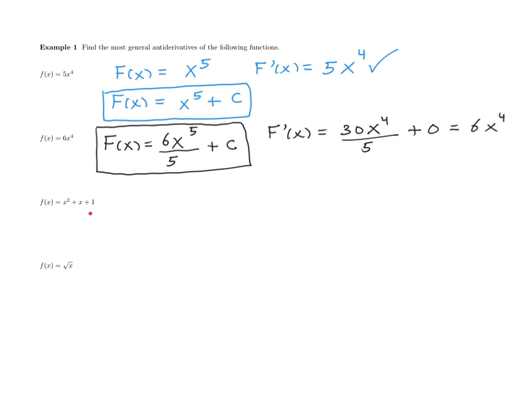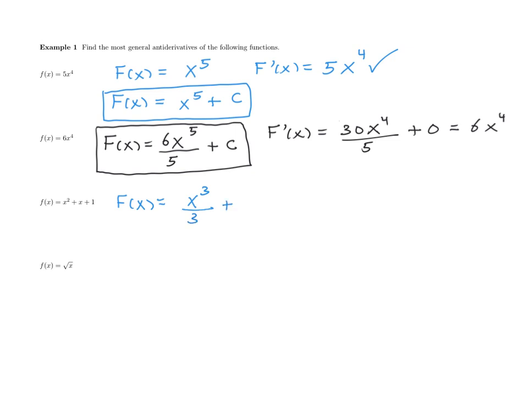Now, what if we have a sum of functions? So here we have 3 pieces. What could we guess for the antiderivative here, the most general antiderivative? Well, what we can do is look at each piece individually and try to figure out what the antiderivative is. So we'll start with x squared. I know this has to go to x cubed, but if I take the derivative of this, it'll put a 3 in front, which I don't want. And the trick is you can divide by 3.